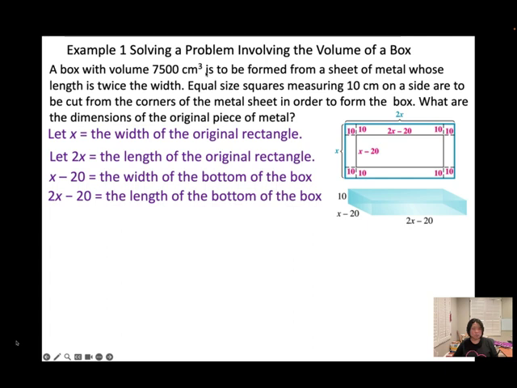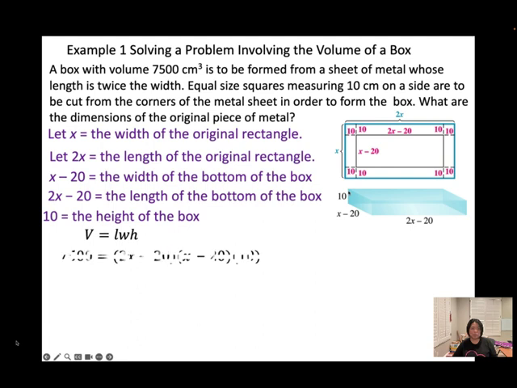So what is the formula for the volume of the box? That will be the length times the width times the height. And then we're gonna plug it in. The length is gonna be 2x minus 20 times the width, x minus 20, and then times the height, that will be the 10, plug it in, equal to 7,500. I want you guys to distribute one by one.